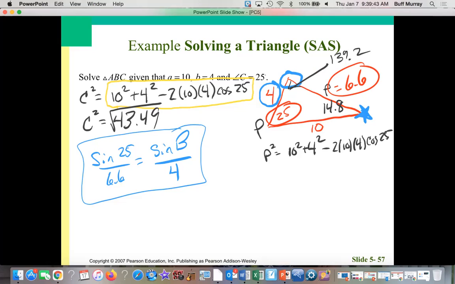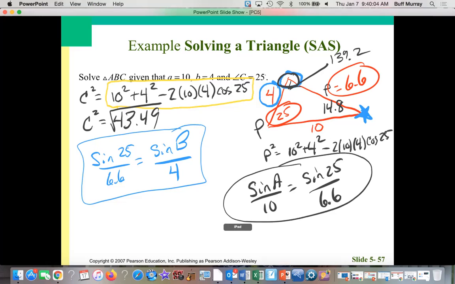Now, watch what would have happened if we would have tried to find this angle up here. Okay, just bear with me here. Sine A goes with 10, the same as sine 25 goes with 6.6. See what you get for angle A there. I think I know what you're going to get, but what do you end up with?